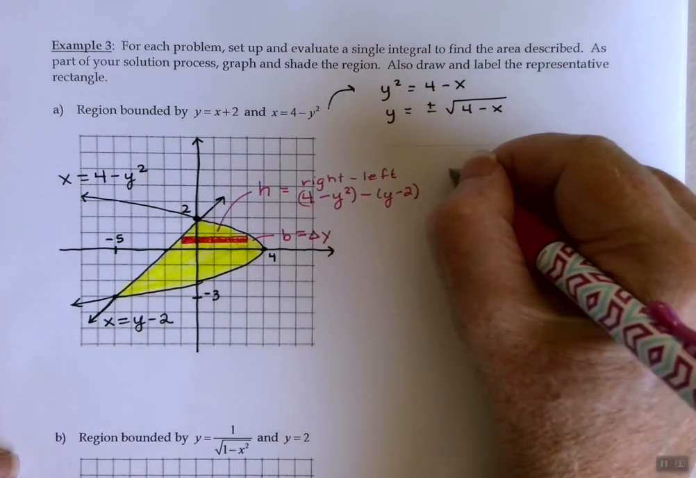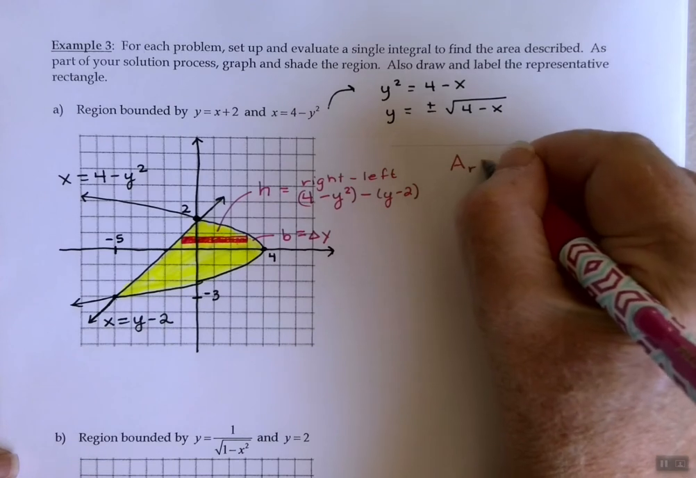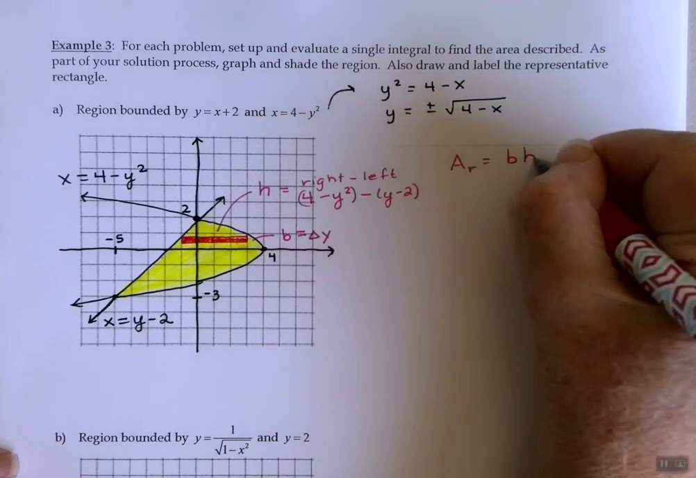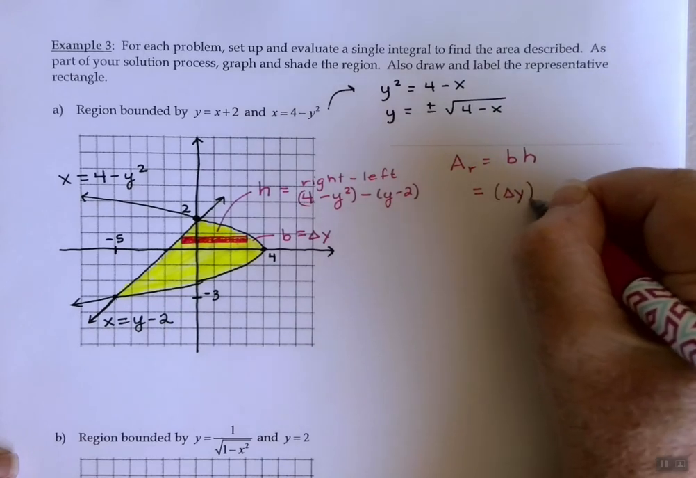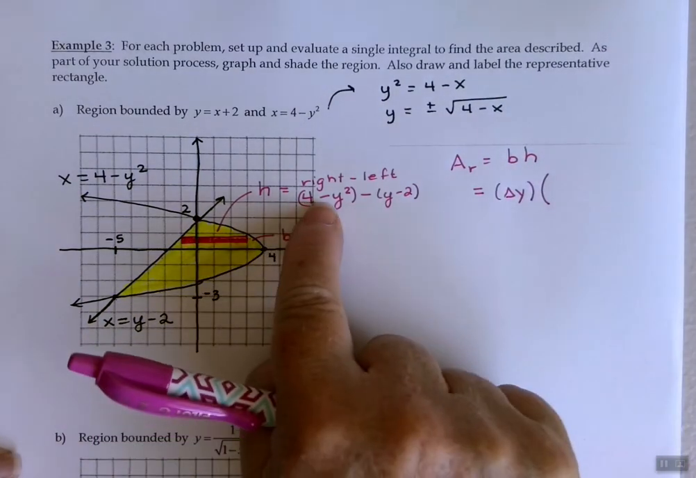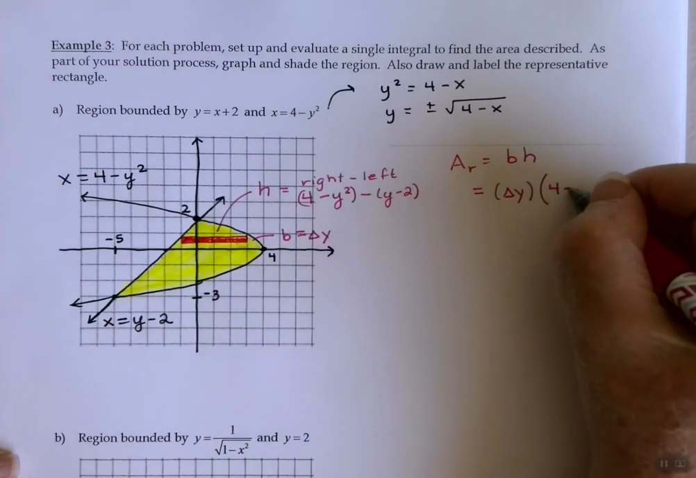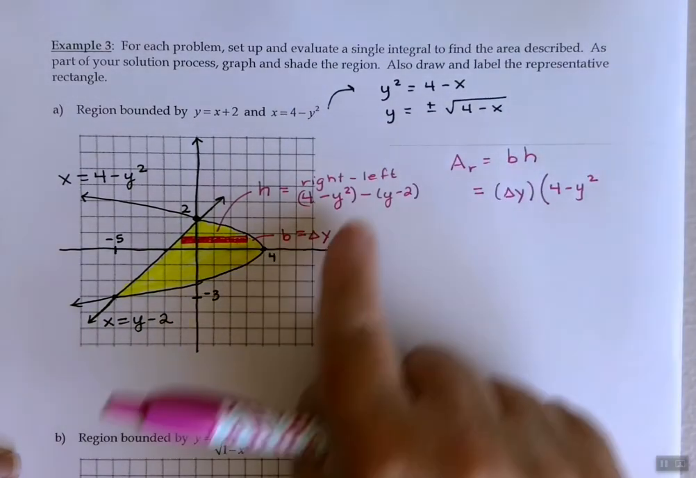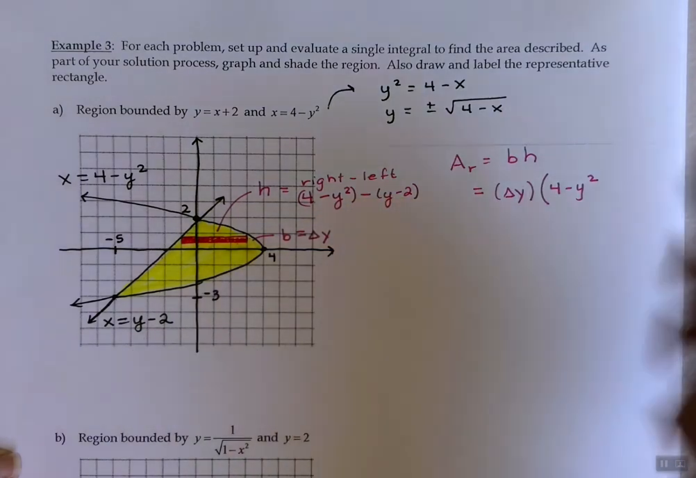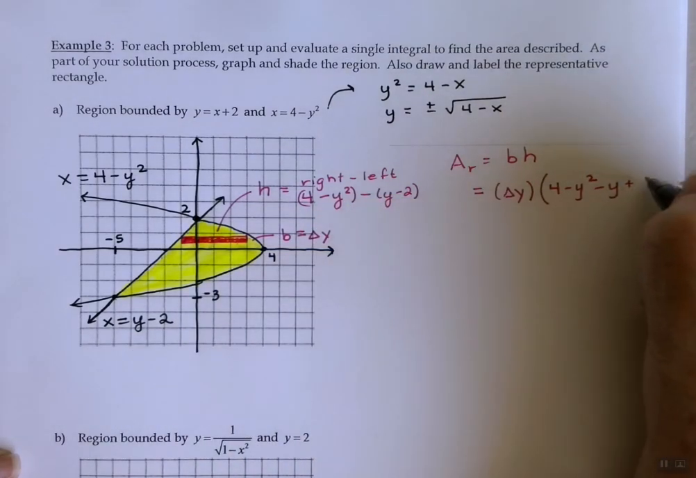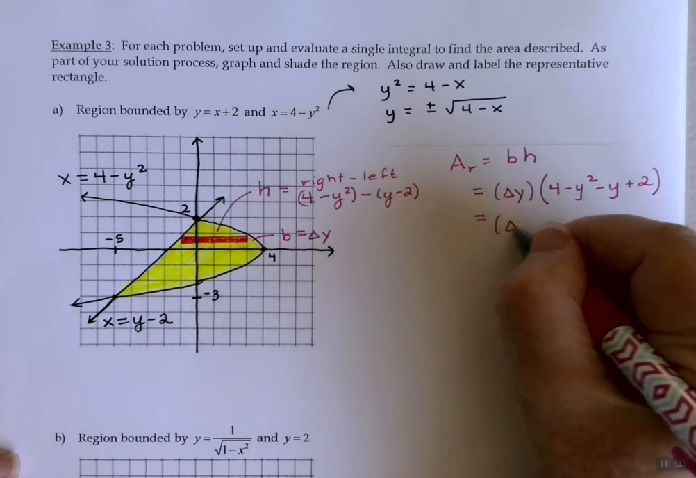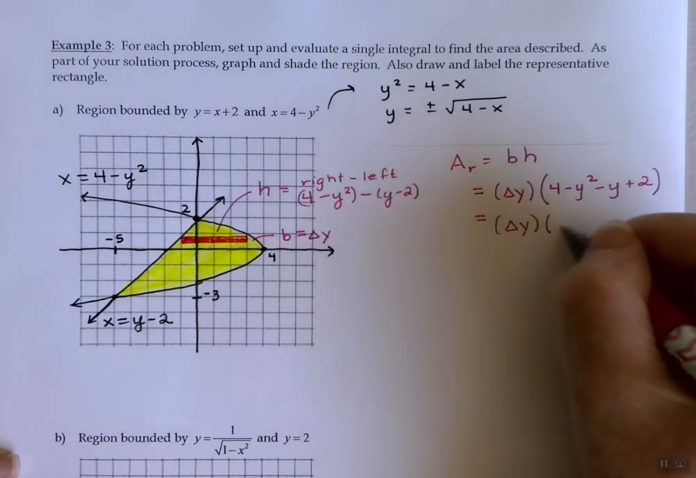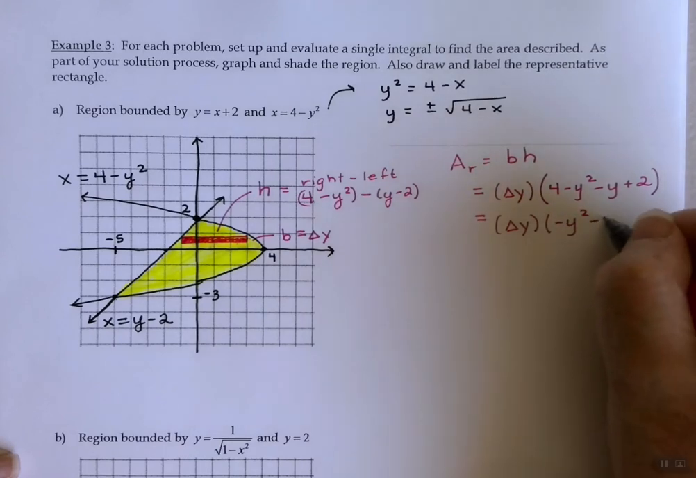So I'm going to say that the area of my representative rectangle, base times height, is the base delta y times the height, 4 minus y squared, and I might as well distribute this, minus y plus 2. Or I could even simplify a little bit further, minus y squared minus y plus 6.